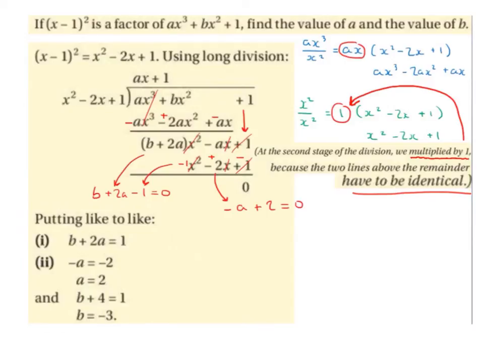So what we're going to do is substitute a equals 2 in place of the a, and 2 times a is 4. So we get b plus 4 is equal to 1. Then we bring the 4 over the equal sign, it becomes minus 4, and minus 4 plus 1 is minus 3. So b is equal to minus 3. We're asked to find the value of a and b. So a is equal to 2 and b is equal to minus 3.